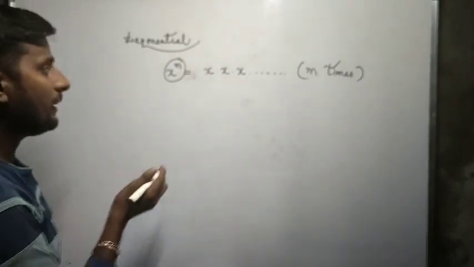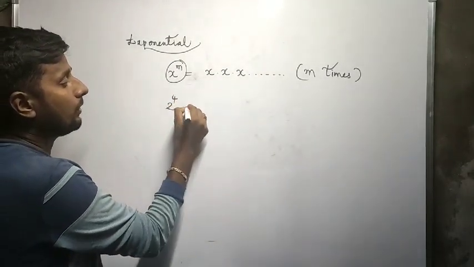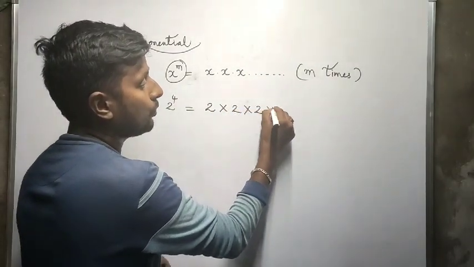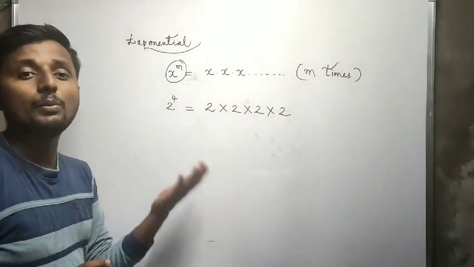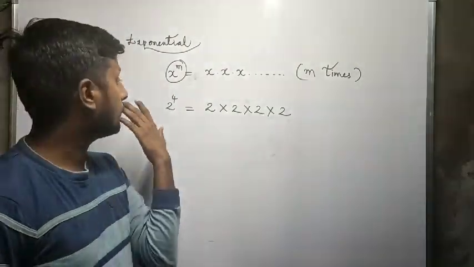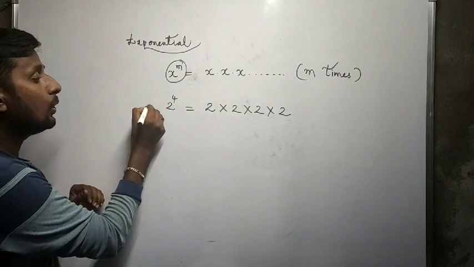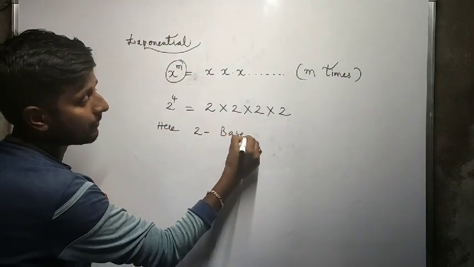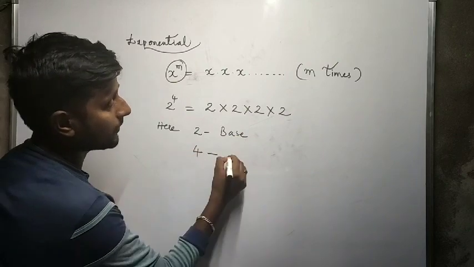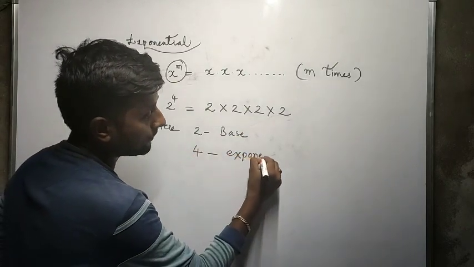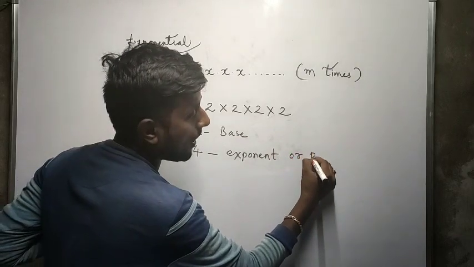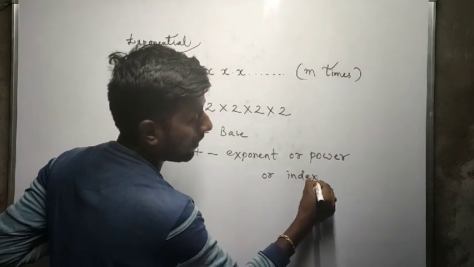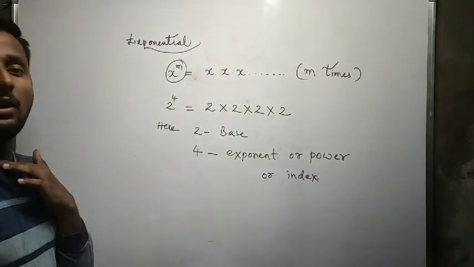Okay, in case I write 2 power 4, what does 2 power 4 represent here? 2 into 2 into 2 into 2. So 2 is multiplying itself how many times? 4 times. Look here, 2 is called the base and 4 is called the exponent, or power, or we can call it an index. Okay, got it all?